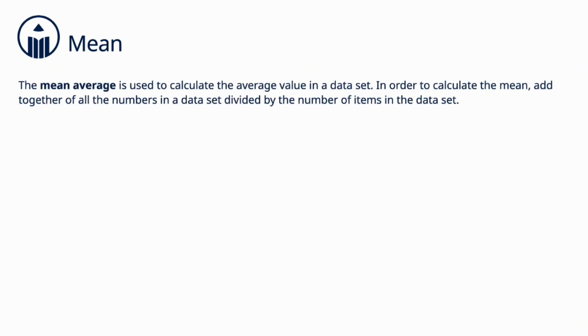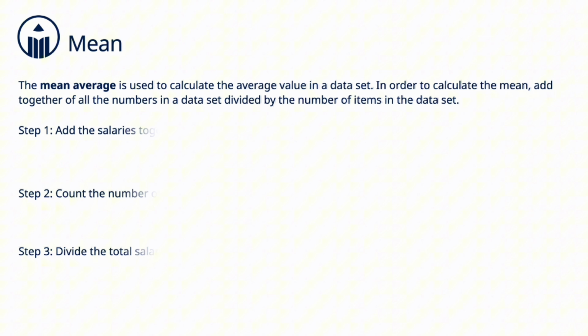The mean average is used to calculate the average value in a data set. A data set is an organised collection of related data, typically grouped together for analysis or study. For example, the test scores of all students in a class, the daily temperatures in a city over a month, or a list of customer purchases are all examples of data sets.